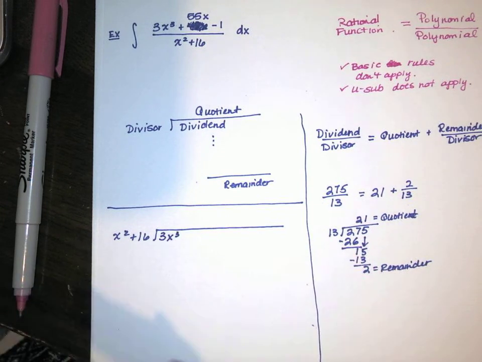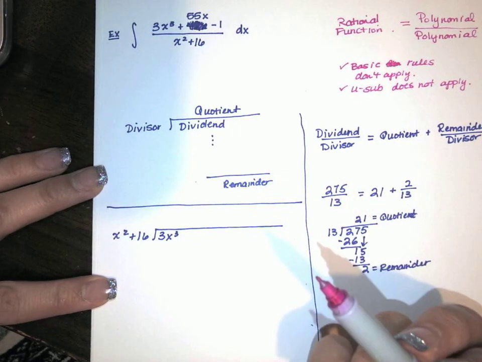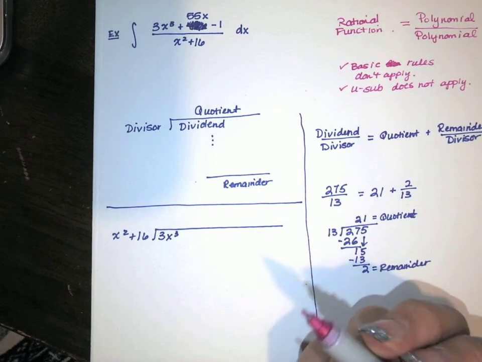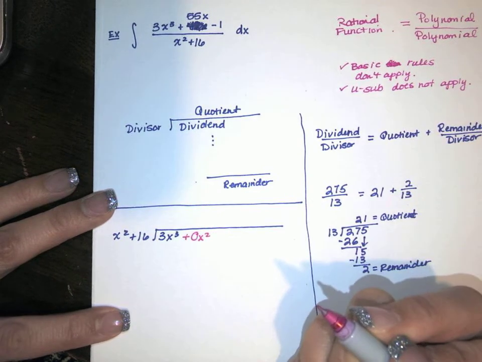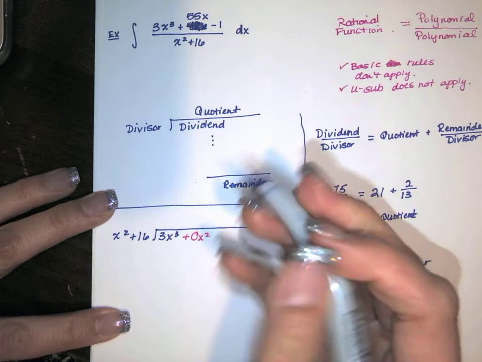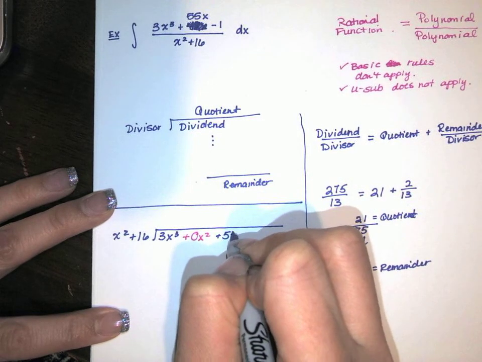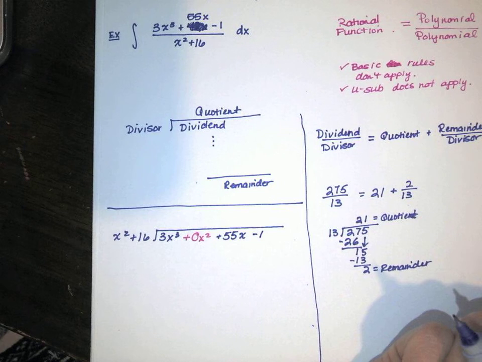Like I want all the powers of x starting at x cubed and going all the way down to x to the 0. So next I would add an x squared, but there is no x squared term, so I'm going to have a 0x squared as a placeholder. Then I'll add my x term, that's the 55x, and then I add my constant term, which is the -1.